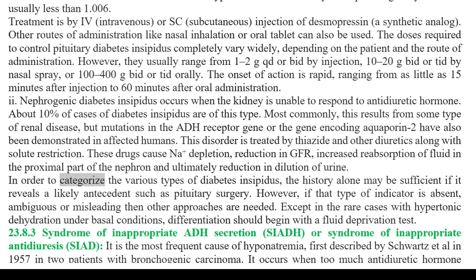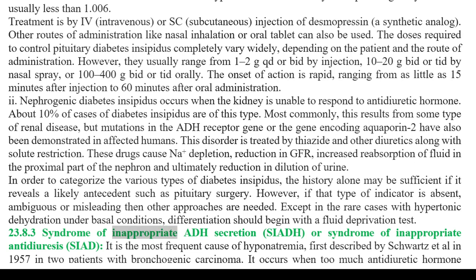In order to categorize the various types of diabetes insipidus, the history alone may be sufficient if it reveals a likely antecedent such as pituitary surgery. However, if that type of indicator is absent, ambiguous, or misleading, then other approaches are needed. Except in the rare cases with hypertonic dehydration under basal conditions, differentiation should begin with a fluid deprivation test.